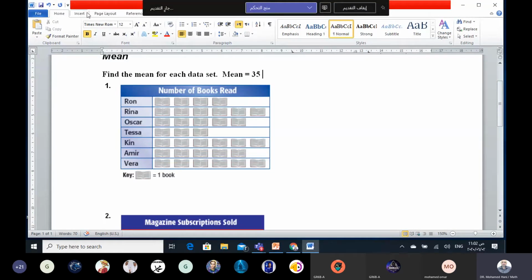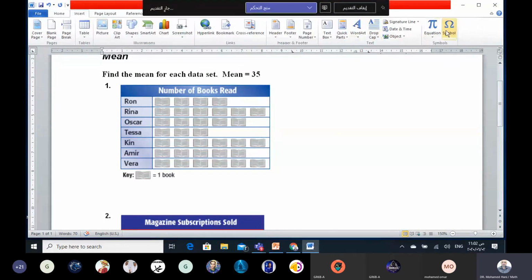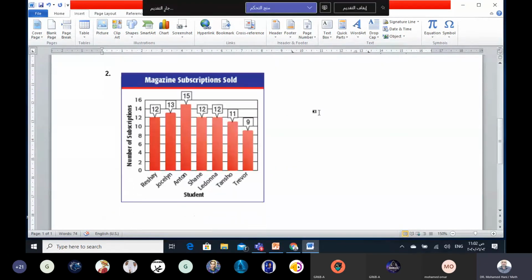Divide by 7. Why by 7? Because here the number of persons is 1, 2, 3, 4, 5, 6, 7. So divide by 7. Okay, so 35 divided by 7 will be 5. So the mean here will be 5. Fine. Go to the next question.